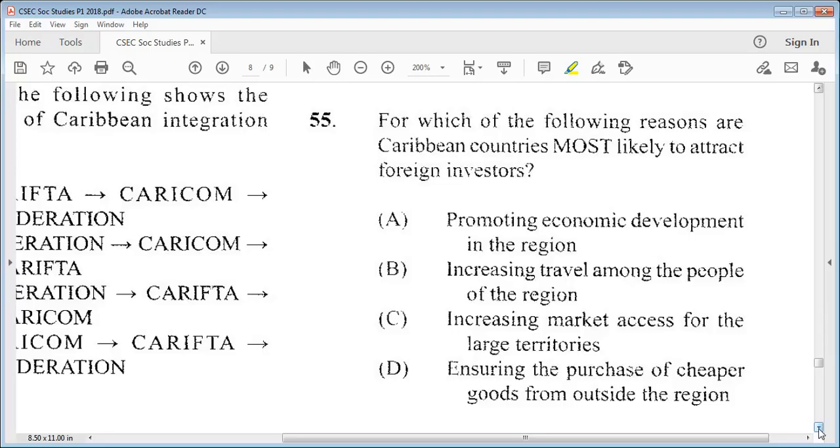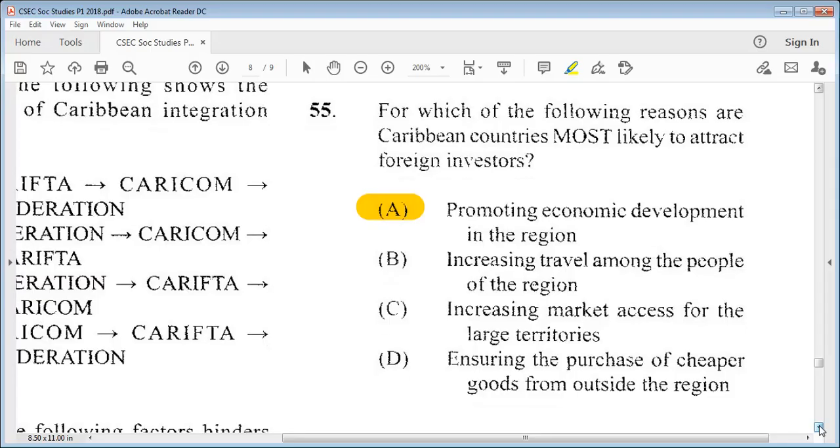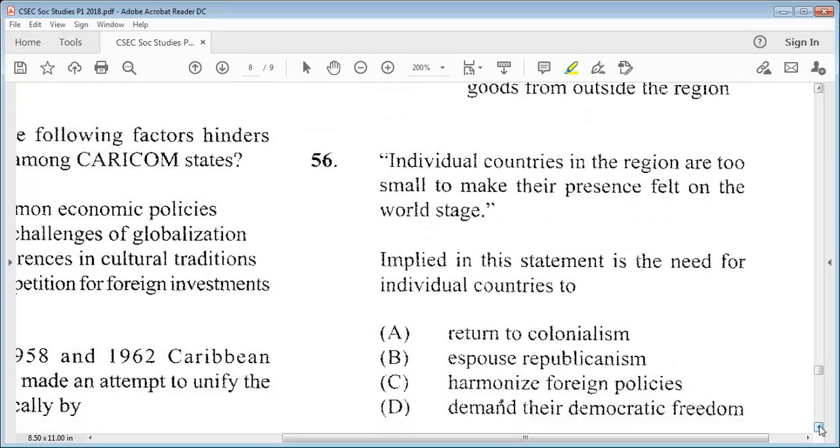So let's look at our answers. It says most likely to attract investors. So A, promoting economic development in the region. Yes, economic. See that word? Economic, to the benefit of the country. So A. B, increase in travel among the people of the region. No, that would not attract. Let's look at C, increase in market access. No, all the others. So we know A, promoting economic development in the region. Let's move on to 56.